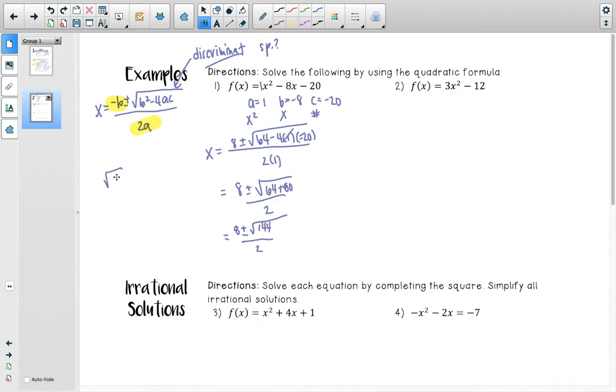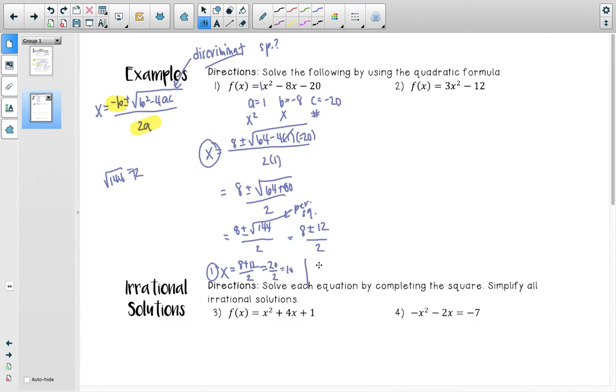Luckily enough, the square root of 144 is a perfect square. So that comes out as 12. Oops, I forgot the 1. So we have that. So we have to do our two answers. So remember, this means x equals, that's what we're trying to solve for. We're going to do 8 plus 12 over 2. So 20 over 2, which is 10.